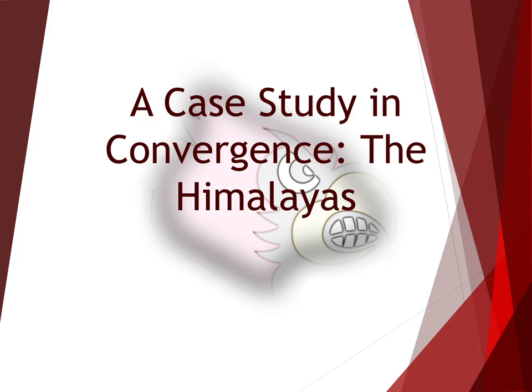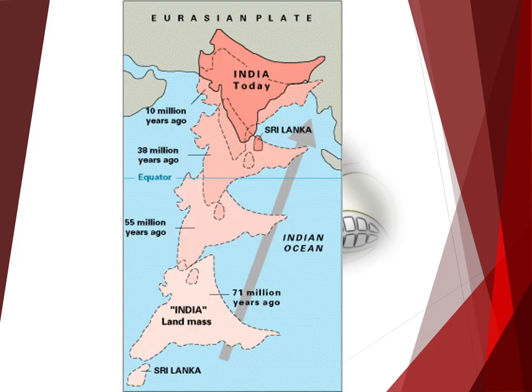A case study in convergence: the Himalayas. The Indian subcontinent has been on the move for 71 million years. Beginning 10 million years ago, the Indian plate collided with the Eurasian plate, producing the Himalayan mountains and the Tibetan plateau. The event affected an area larger than 2,400 square kilometers. Mount Everest, part of the Himalayan mountain chain, towers 8,848 meters above sea level.